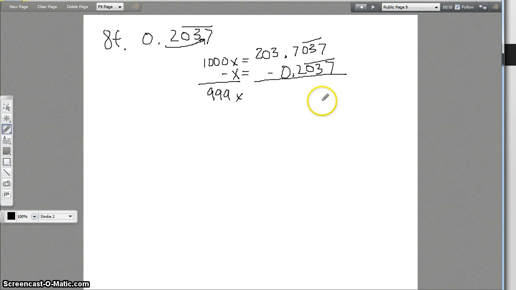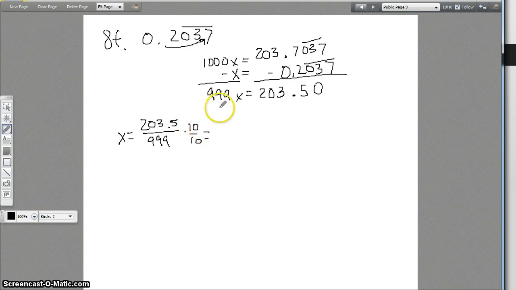203.7037 minus 0.2037. Well, our repeating part is 0. 7 minus 2 is 5. We need to write in our decimal. 3 minus 0 is 3, and then you can see there's nothing underneath these others. So it's 999x equals 203.5. So we can say that our x is 203.5 over 999. Now we don't want a decimal in our fraction, so what we're going to do is multiply the numerator and denominator both by 10 over 10, and that will give us 2035 over 990.